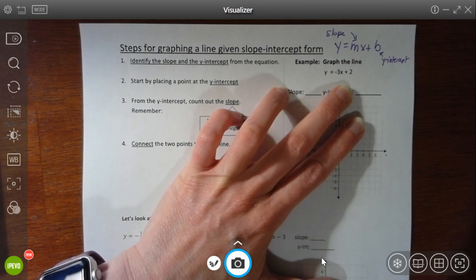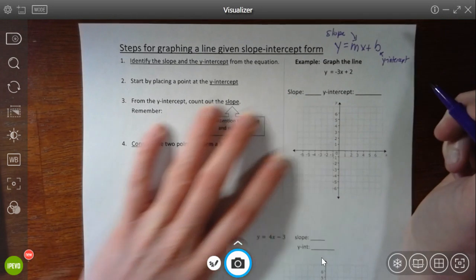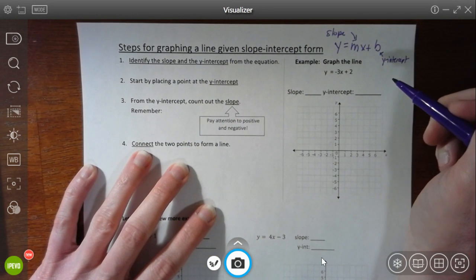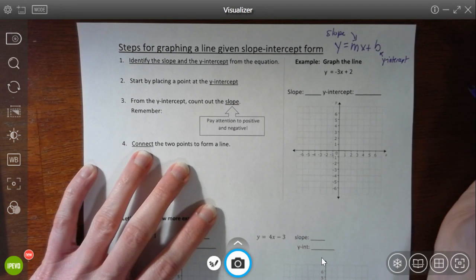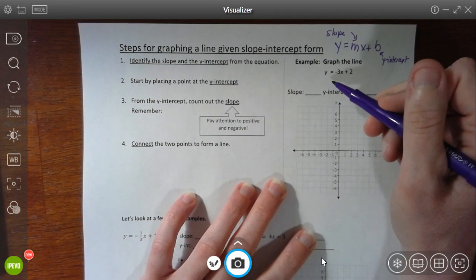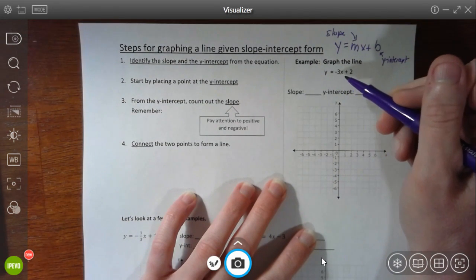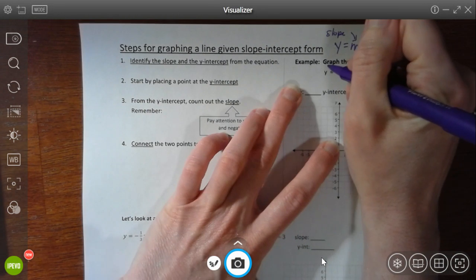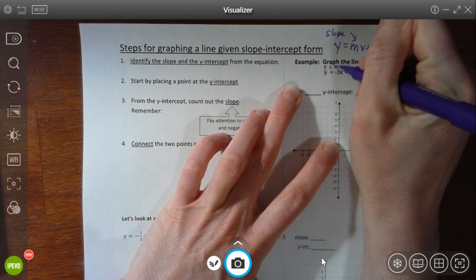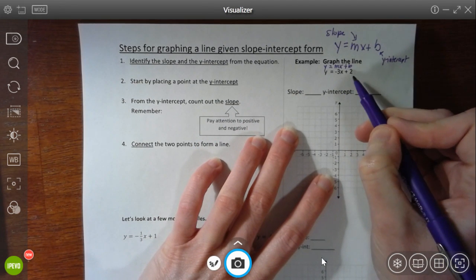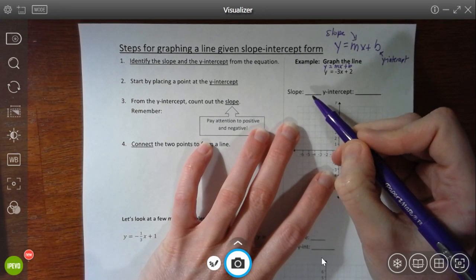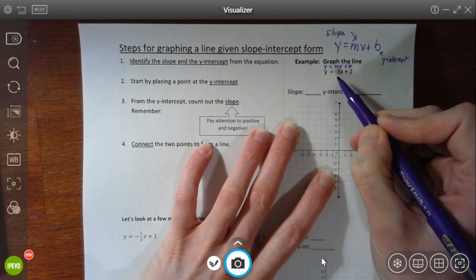All right? So when we're going to draw the graph of a line given the slope-intercept form, the first thing we're going to do is look at our equation, and we're going to identify the slope and the y-intercept from that equation. So we practiced with that last week. When I give you the line y equals negative 3x plus 2, and I think about y equals mx plus b, I can see right now that my slope would be the negative 3, and my y-intercept would be that b value of 2.